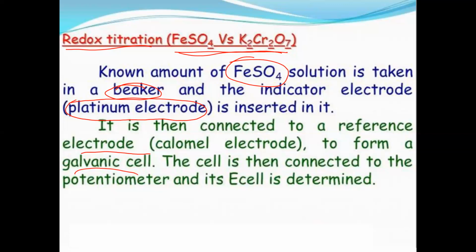While adding the potassium dichromate from the burette to the ferrous sulfate in the beaker, we note down the EMF values that come from the potentiometer.